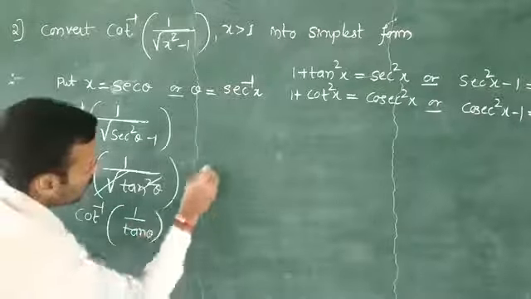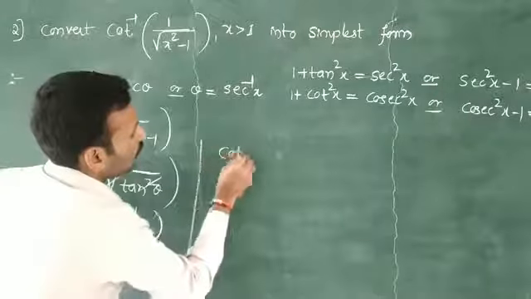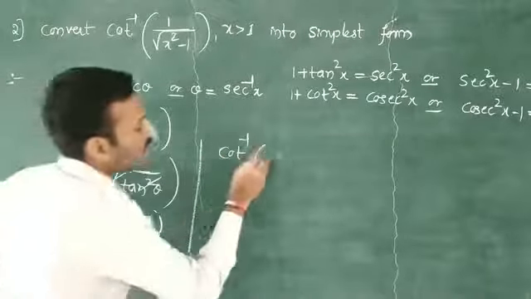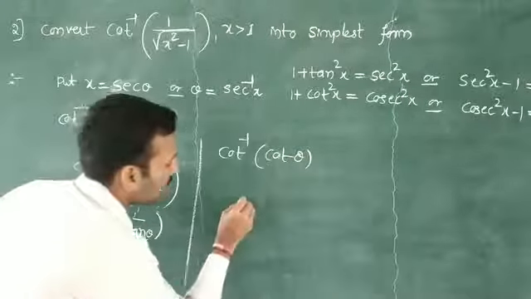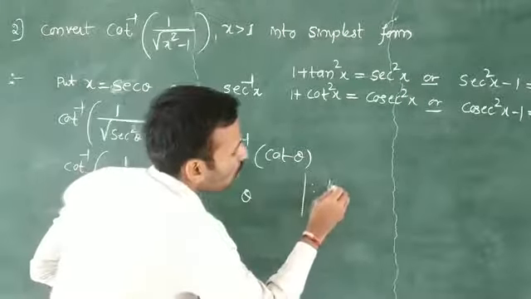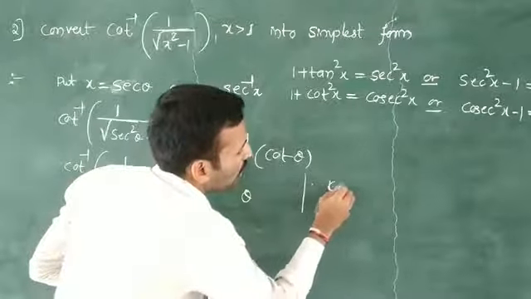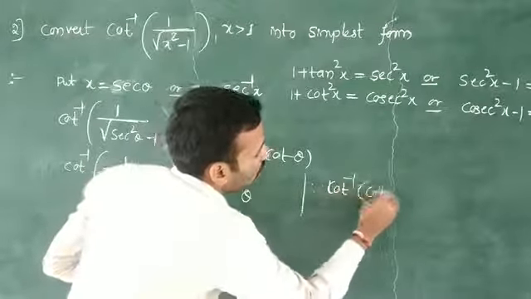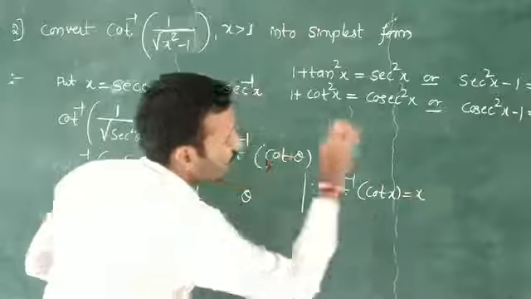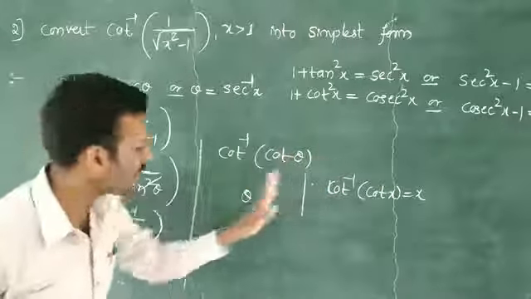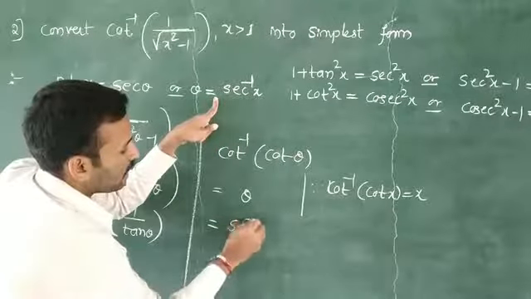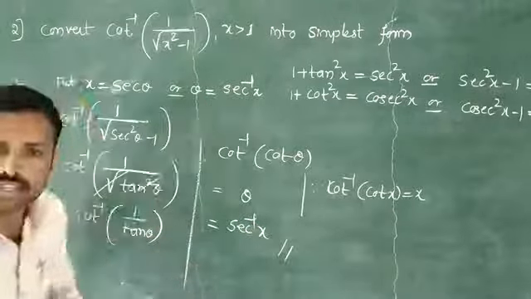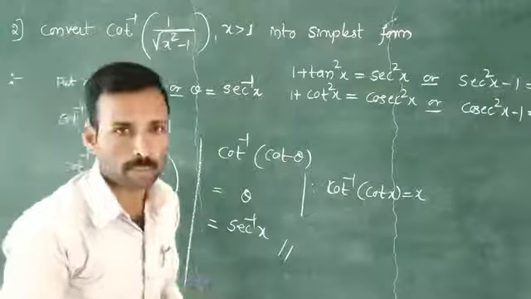This implies cot inverse of 1 by tan theta is cot inverse of cot theta. As you know the property, cot inverse of cot x is equal to x. That's why cot inverse of cot theta is theta. What is theta? Theta is sec inverse of x, which is the simplest form of this problem.